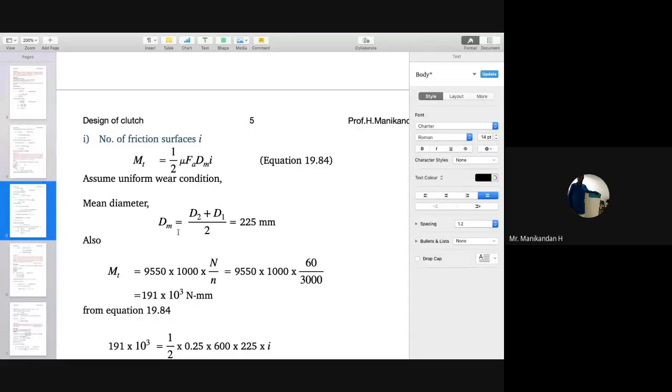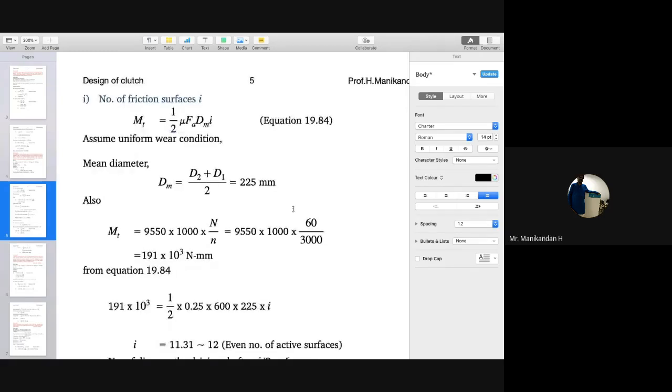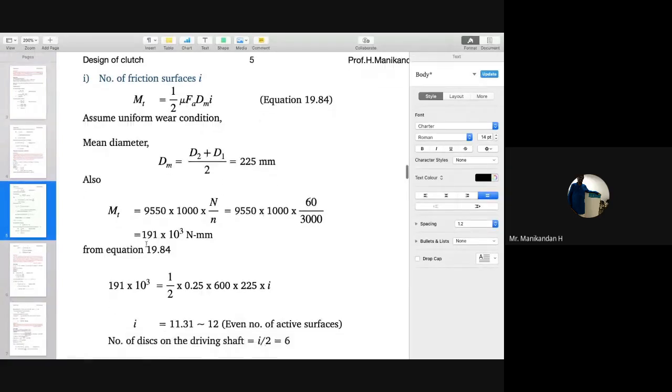So using the torque equation 19.84, assume uniform wear condition. So mean diameter we have to find out: dm equal to (d2 plus d1) by 2. So I got it as 225 mm. Now we need the torque value here. So torque value can be found out from this equation: 9550 into 1000 N by n. So all these parameters if we substitute, I got torque as 191 into 10 power 3 Newton millimeter.